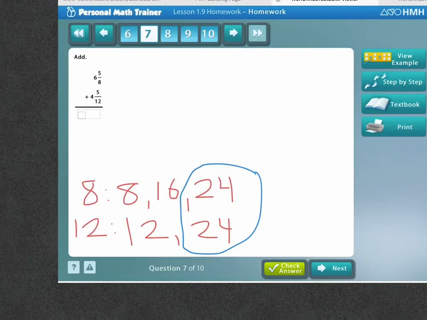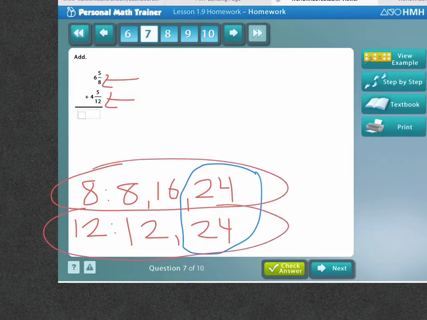So for problem number 7, I already see that they have unlike denominators here. So I need to find a common denominator between 8 and 12. I've done the multiples of 8 here and the multiples of 12 here, and I ended up with 24.